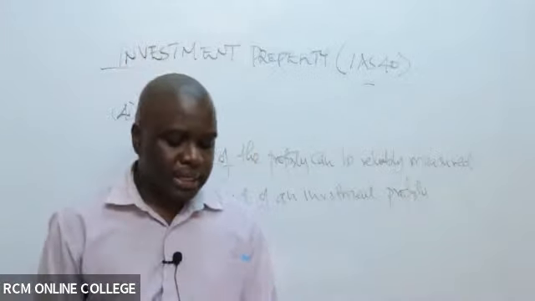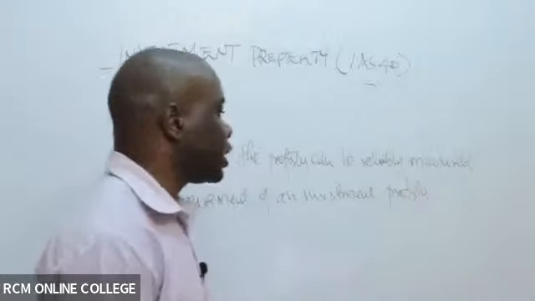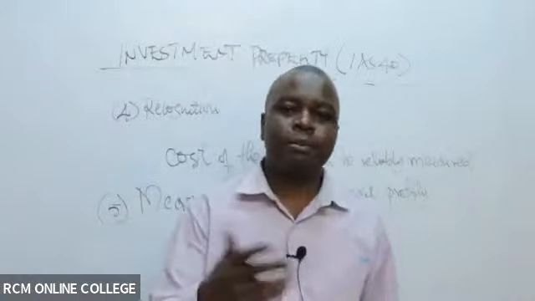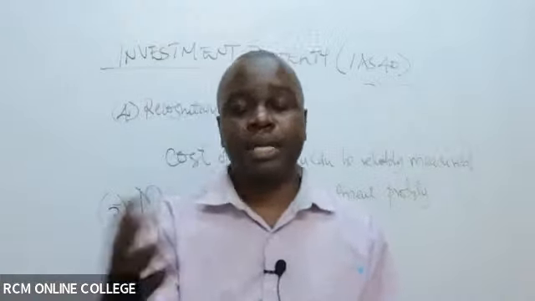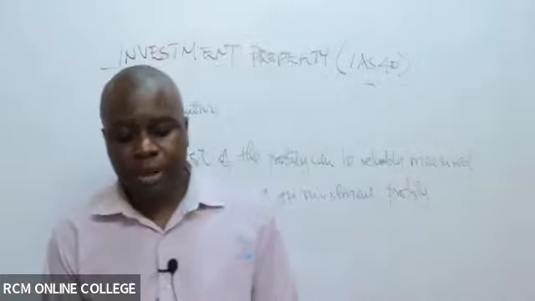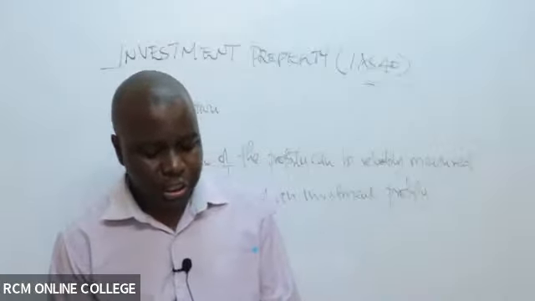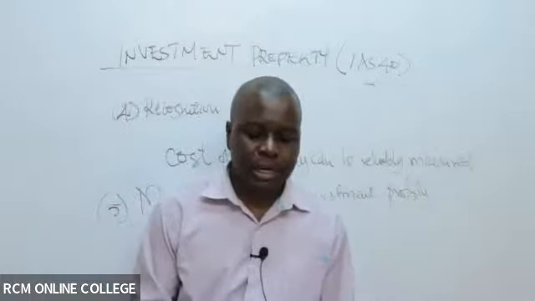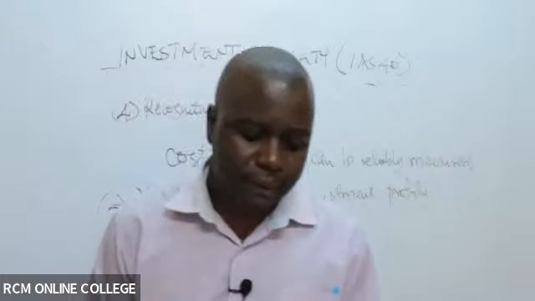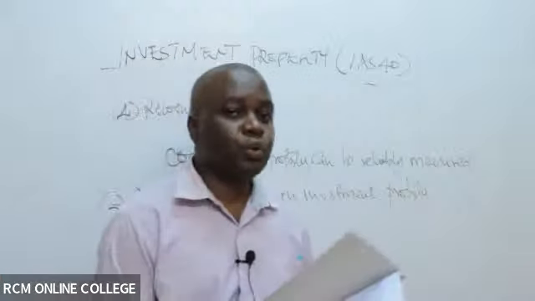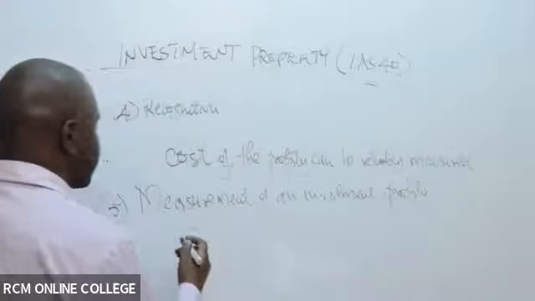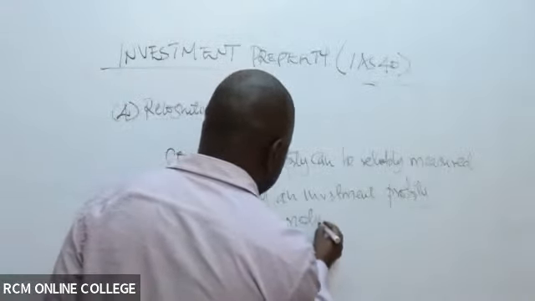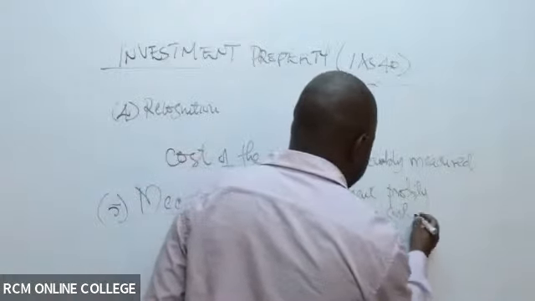You can write and say, it will initially be measured at cost. Initially, when it has been completed, constructed or acquired, you measure it at cost. But as time goes by, it can appreciate or depreciate. It will initially be measured at cost and subsequently using the cost model or the fair value model.